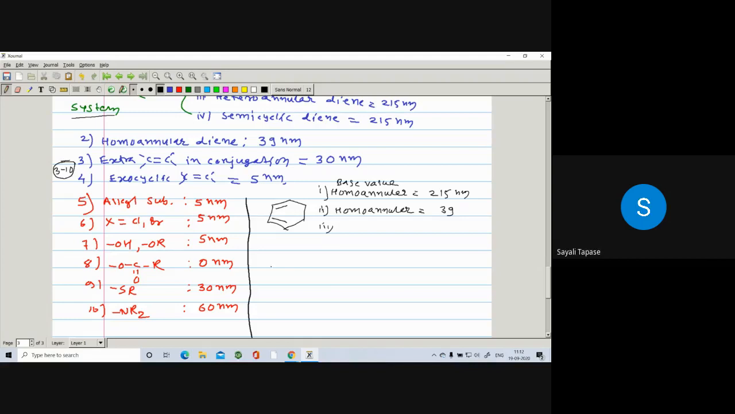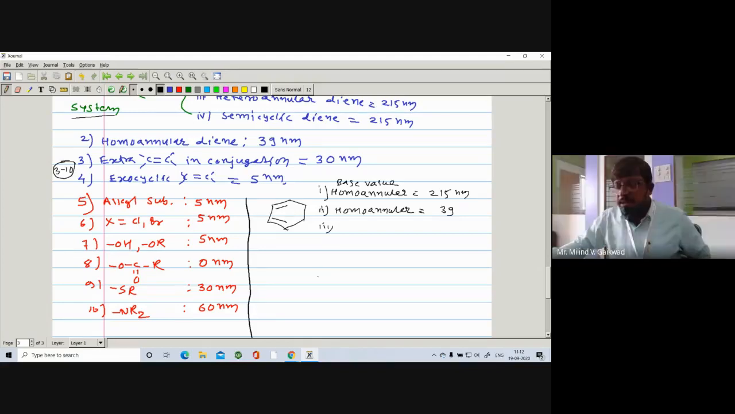No, there is an absence of exocyclic carbon-carbon double bond, so there's no need to add anything. Then you have to go for the alkyl substituent. Here you will see that if you go from this carbon, here is the carbon, here is the carbon, and here is the carbon. So this is a part of the system, and this carbon is directly attached to this carbon.